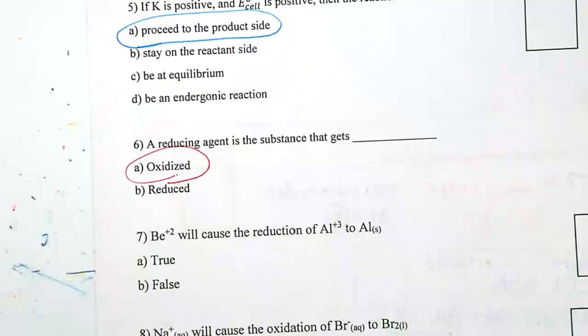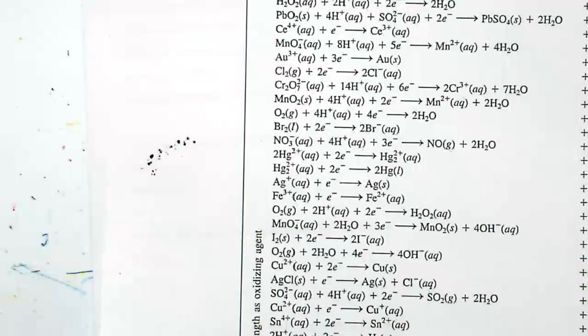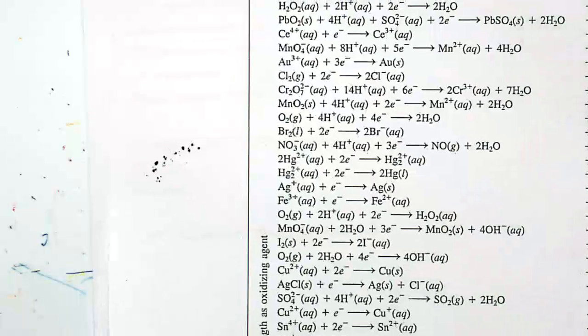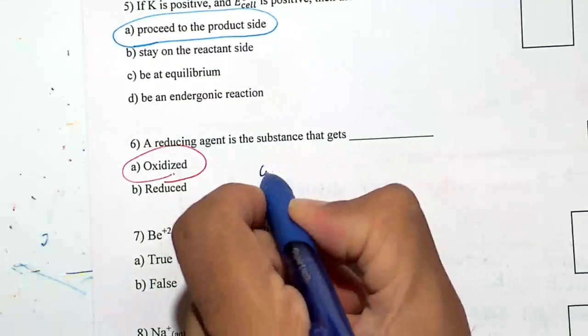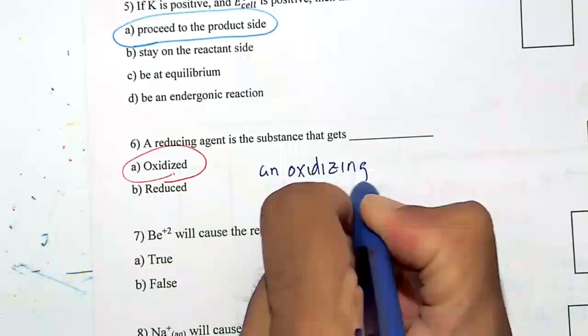The activity series, which is this table, tells us which one is likely to reduce the other. I'm an oxidizing agent. I'm going to oxidize you or you, but which one would I oxidize better? So that's where we use the table here. But yes, if I'm an oxidizing agent, I oxidize you, but I myself get reduced. Okay, so let's just write: an oxidizing agent gets reduced.